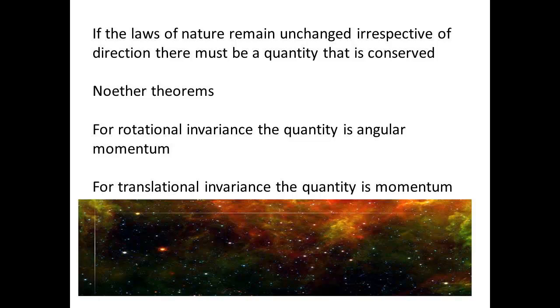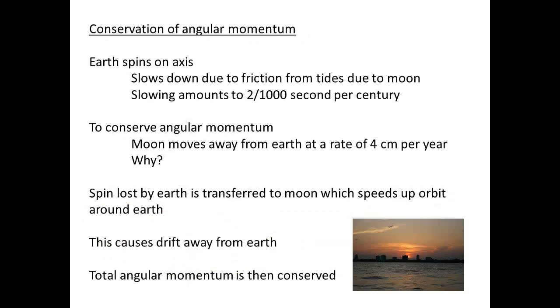A mathematician, Noether, determined that if the laws of nature remain unchanged, then there must be some quantity that is conserved. For rotational invariance, we call this quantity angular momentum. And for translational invariance, the quantity is simply called momentum. There is a neat little example of angular momentum that may help here.